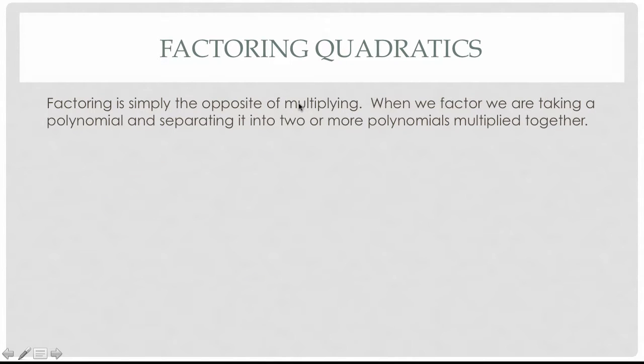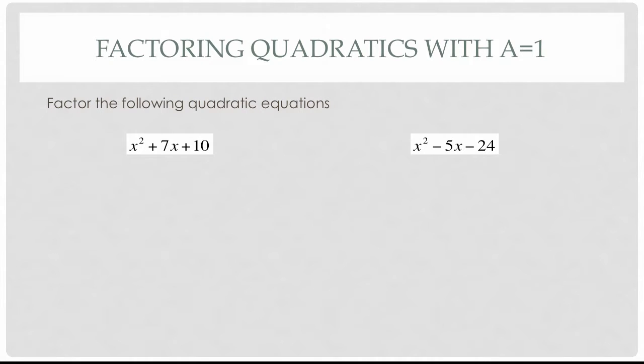Factoring is the opposite of multiplying. When we factor, we're taking our large polynomial and separating it into two or more polynomials multiplied together. We're going to do lots of examples of that. So here we go. Factor the following quadratic equations.